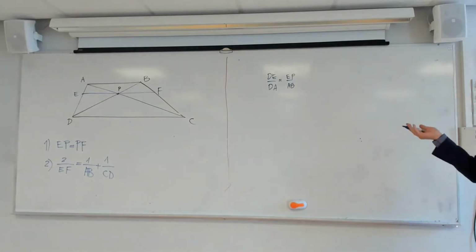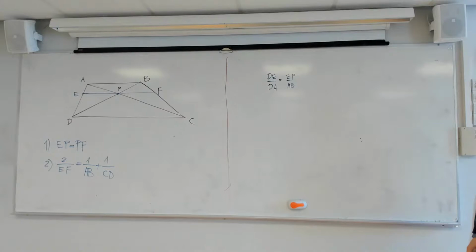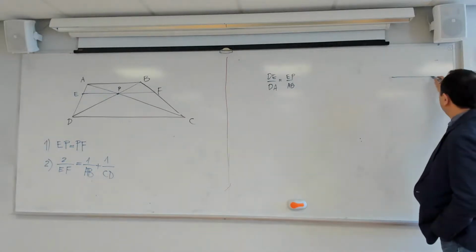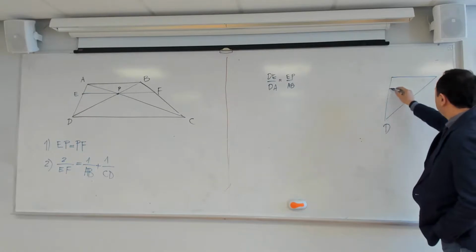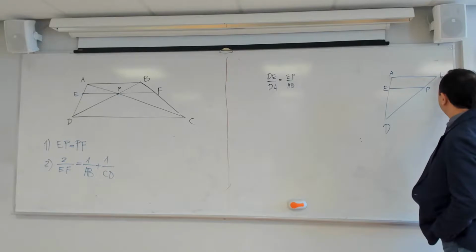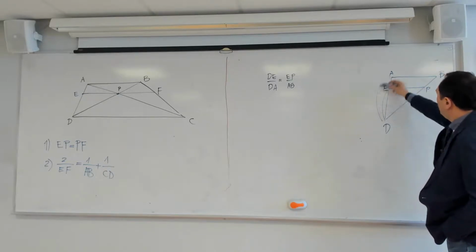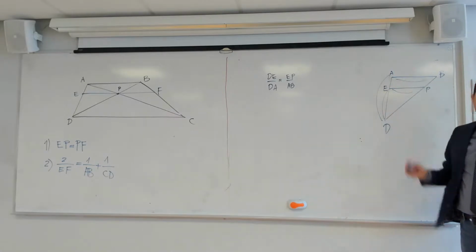No, there are many things, but do you agree with this one? Kinda. Because you see here, you should train your eyes. You see, this is D, and this is your P, this is your E, this is your A, and this is your B. I have written DE over DA is equal to EP over AB. Do you agree with that?